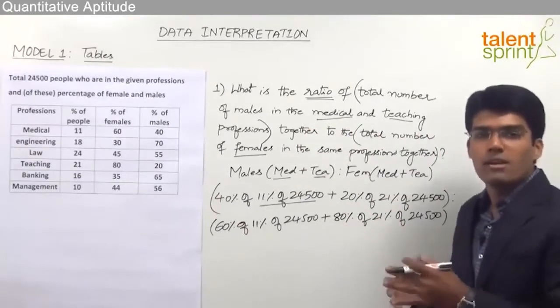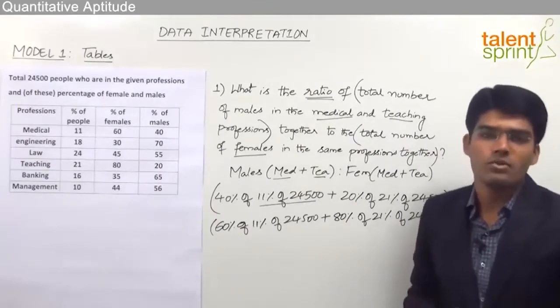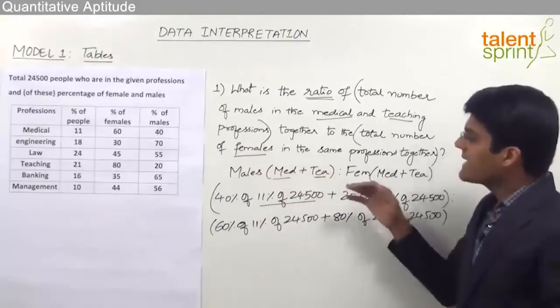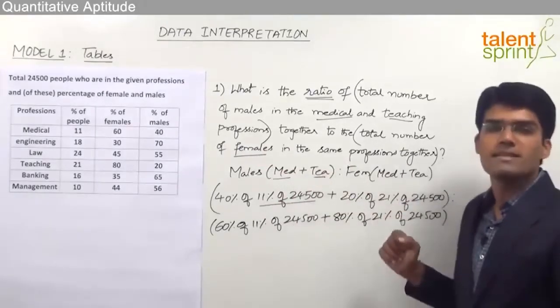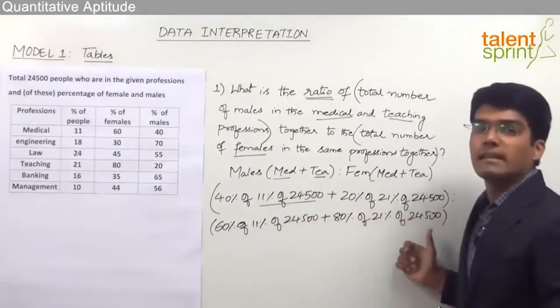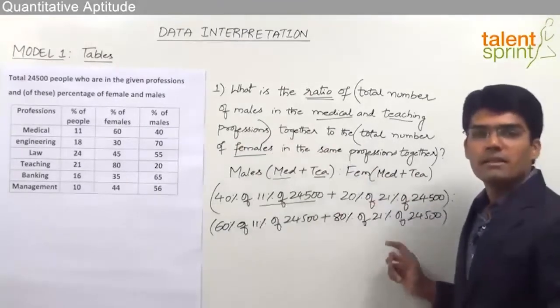So this way you will not save a lot of time, but at least a few seconds can be saved by not referring to the table and taking the values directly. And this can be done only when the professions for males and females are the same in the given ratio. Otherwise, we cannot take it directly and we have to refer to the table and mark the values.